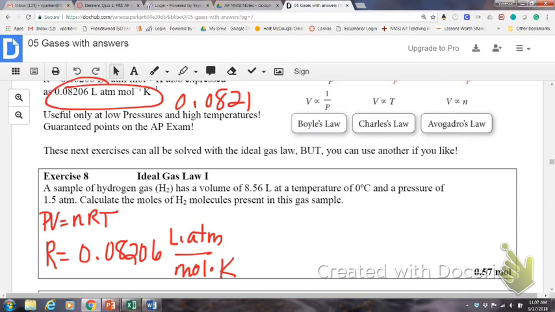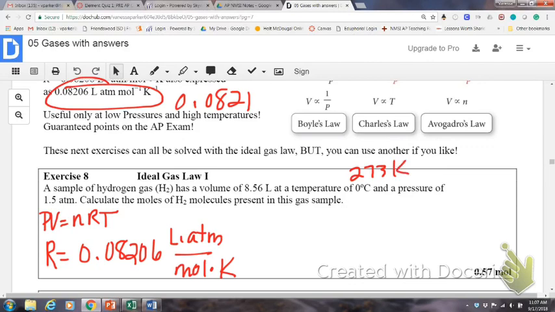Because if you look at the ideal gas law, pressure only appears once. Volume only appears once. Whereas in Boyle's law, you've got a P1 and a P2. So if there's a change in a parameter and they want to know how that affects the other parameter, then that's a basic gas law. If they're just giving you the parameters and not changing anything, then it's going to be the ideal gas law. So the only thing we need to do here is convert temperature, which is easy because it's 0 degrees Celsius. So that becomes 273 K.